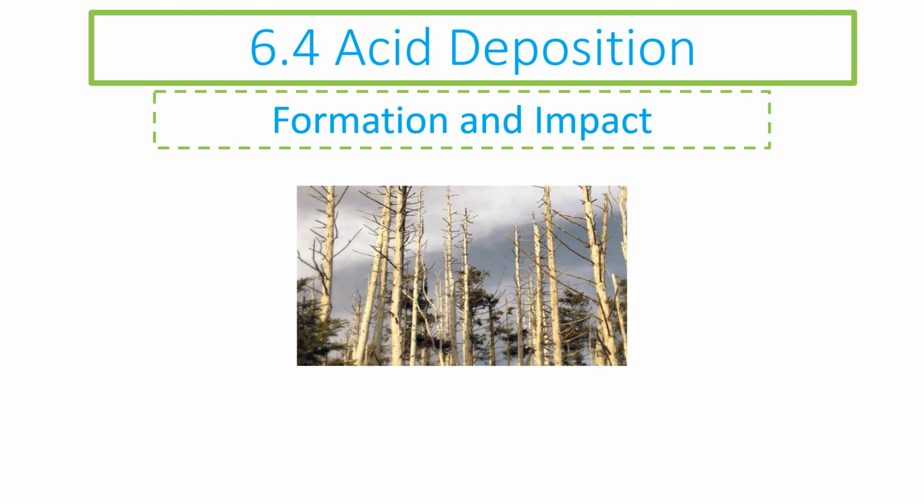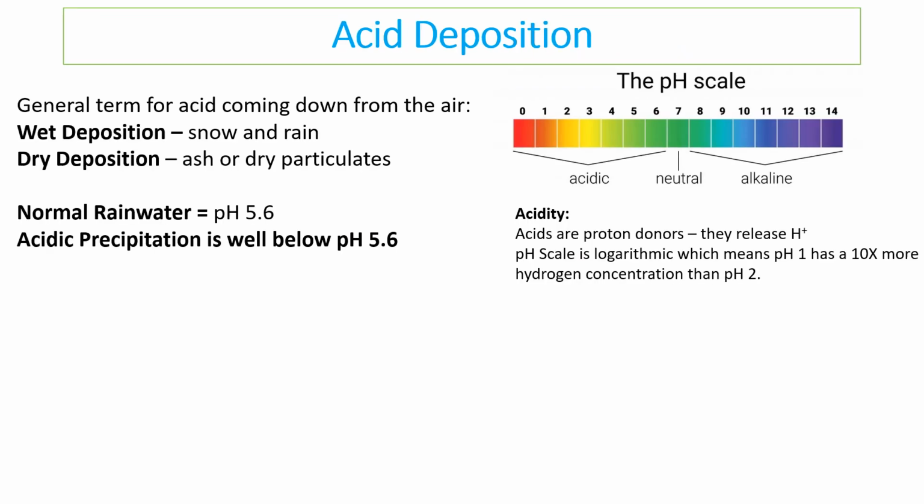This ESS IB Environmental Systems revision video, and today we're looking at topic 6.4 acid deposition, and we'll be focusing on how it is formed and the impact of acid deposition. So effectively you need to understand what acid deposition is.